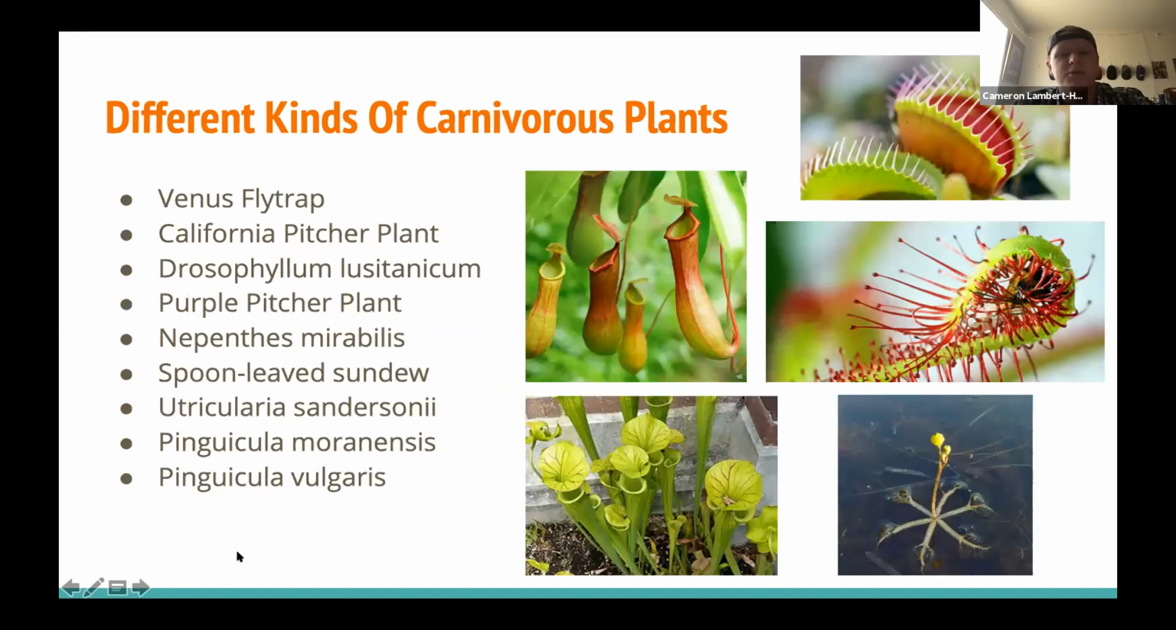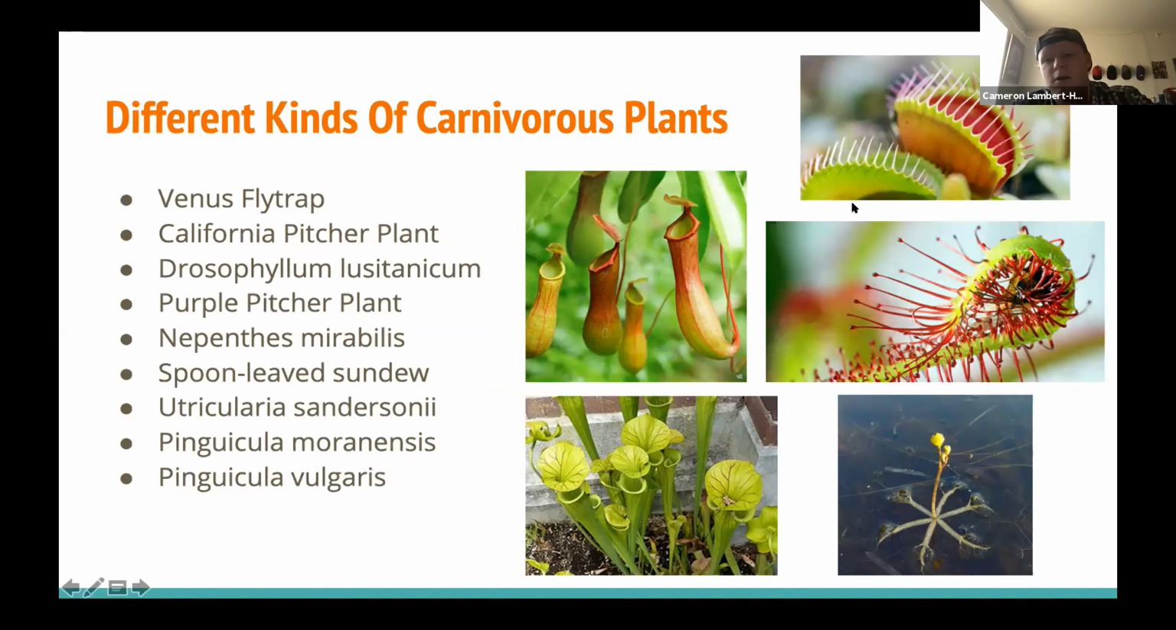There we go. So there's several different kinds of carnivorous plants. Like I said, there's hundreds of species. Here's a snap trap, which is a Venus flytrap. Here's an adhesive trap. Here's a sucker trap. Here's an eel trap, and here's a pitcher trap.